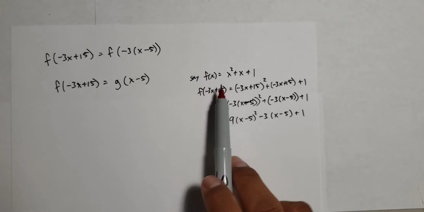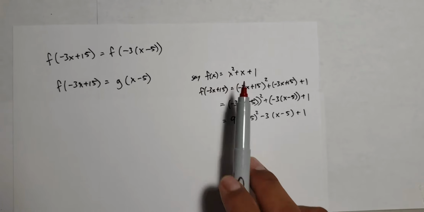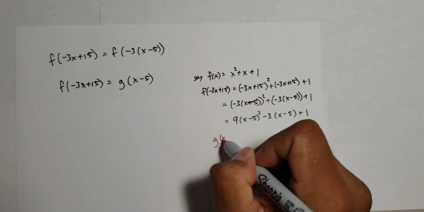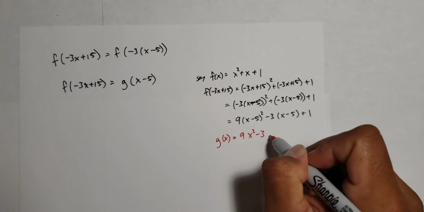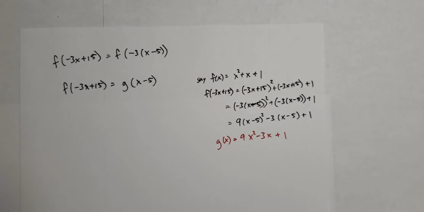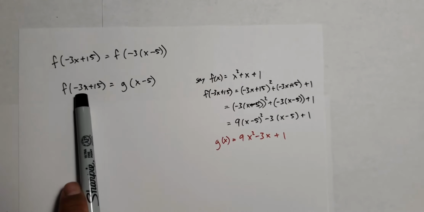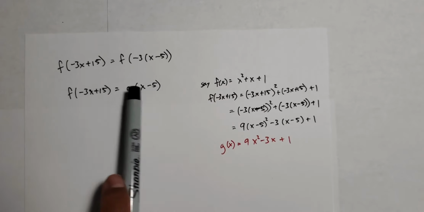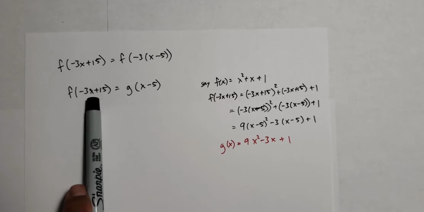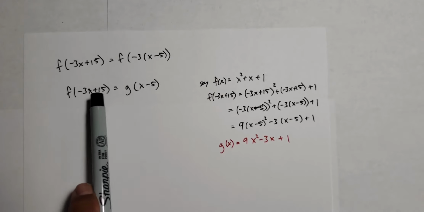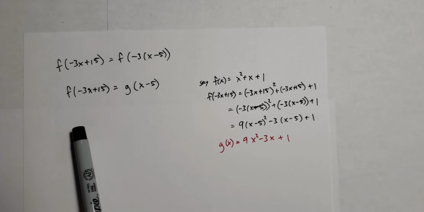So if f of x is this function, then our g function would be 9x squared minus 3x plus 1. So you can always make the substitution. You can factor out a common factor and then just replace with another function g. So this is the same as this. Any function evaluated at negative 3x plus 15 will give you the same result as the function g evaluated at x minus 5. You can think of it as simplifying.